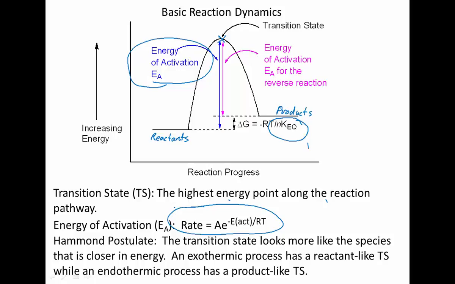Another interesting facet of reaction dynamics is something called the Hammond postulate, which is stated right here. And this is that the transition state looks more like the species that's closest to it in energy. In an exothermic process, the reactants are closer to the transition state, while in an endothermic process like this one, the products are closer in energy to the transition state. Okay, so here's the energy of the products, here's the transition state. The energy of products is closer. Okay, energy of reactants is much farther away from the transition state. Okay, all right.